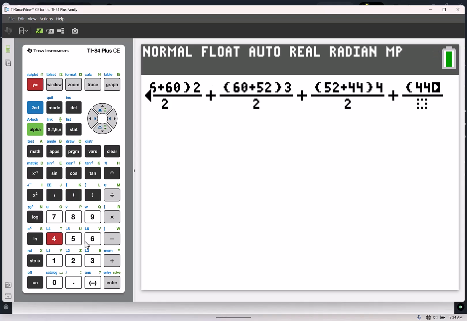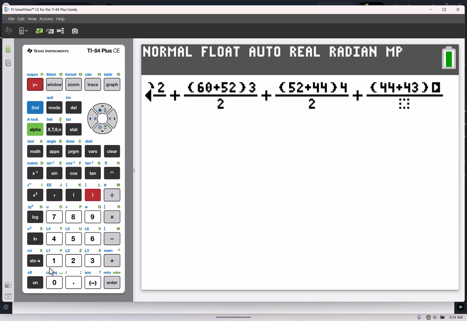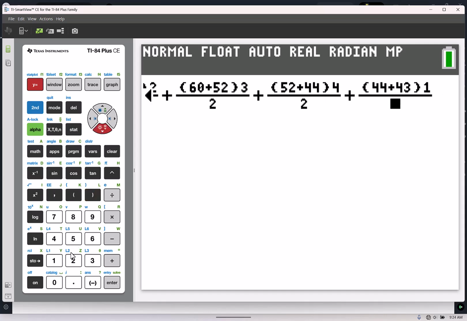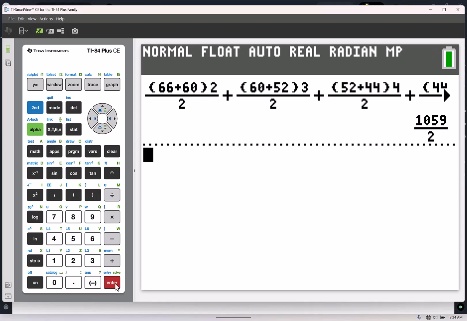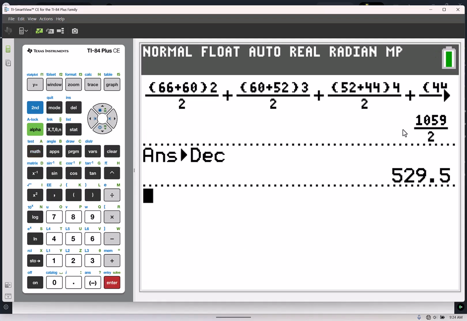44 plus what? 43. 43 times 1, right? You don't have to put the 1 there, but I did. And then enter. Let me turn that into a decimal. 2. You can also turn things into a decimal, 529.5. But here's a hack in case you want to see it.